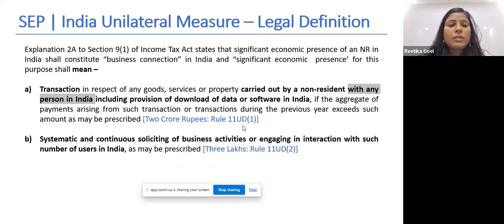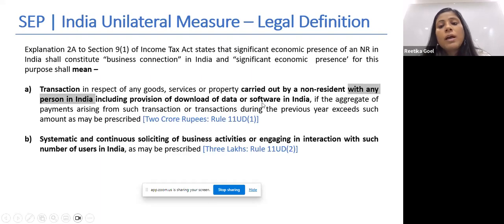It's an exclusive definition because it says significant economic presence shall constitute business connection in India, and significant economic presence for this purpose shall mean transaction in respect of any goods, services, or property carried out by a non-resident with any person in India. So they are not saying in India. The activities may be carried out anywhere across the globe, but the party to that transaction is in India, including provision of download of data or software in India.